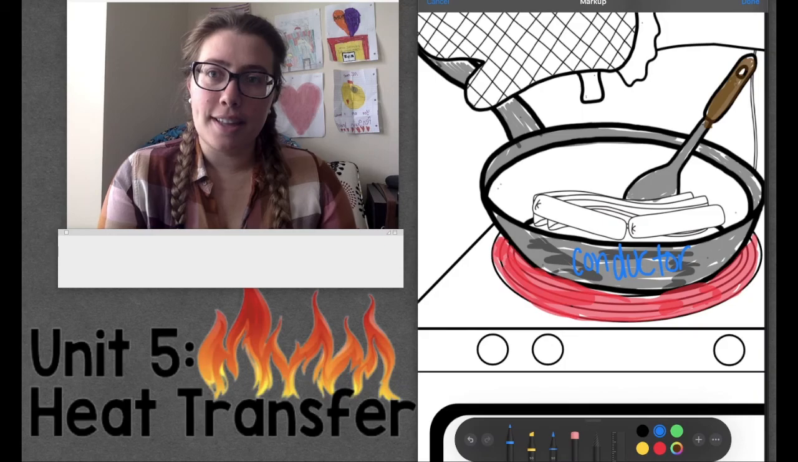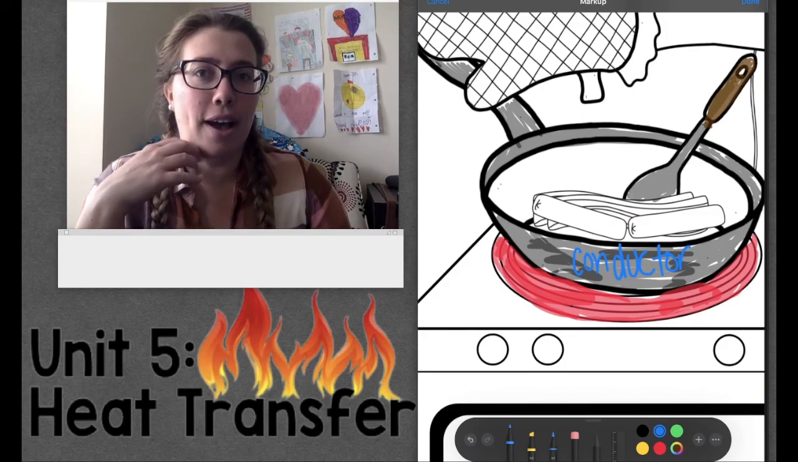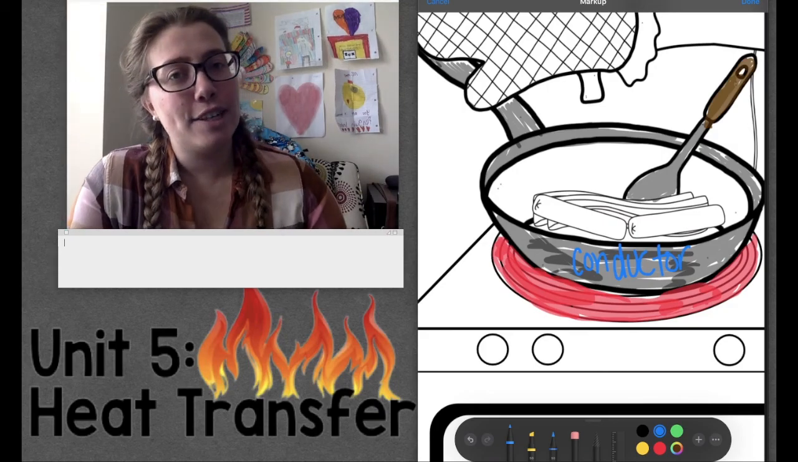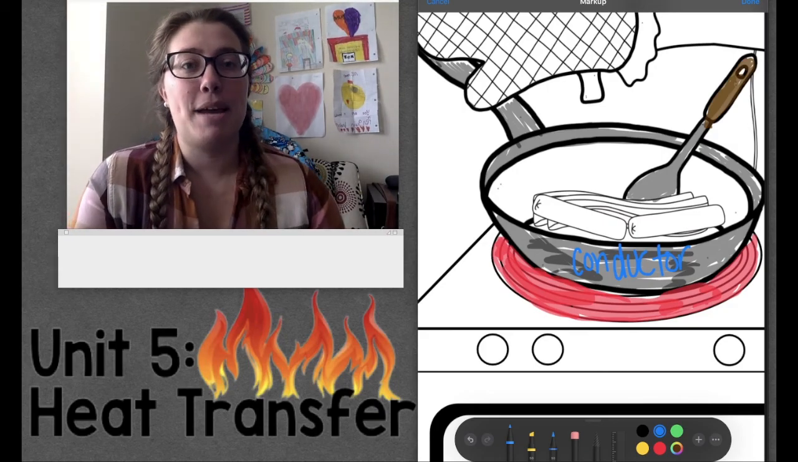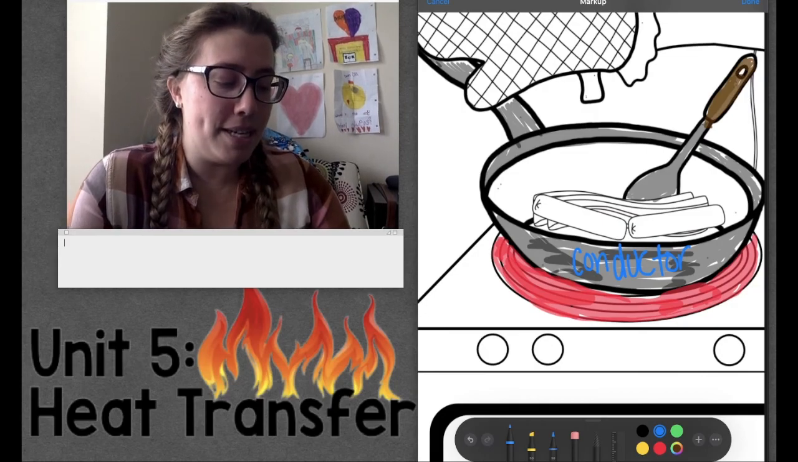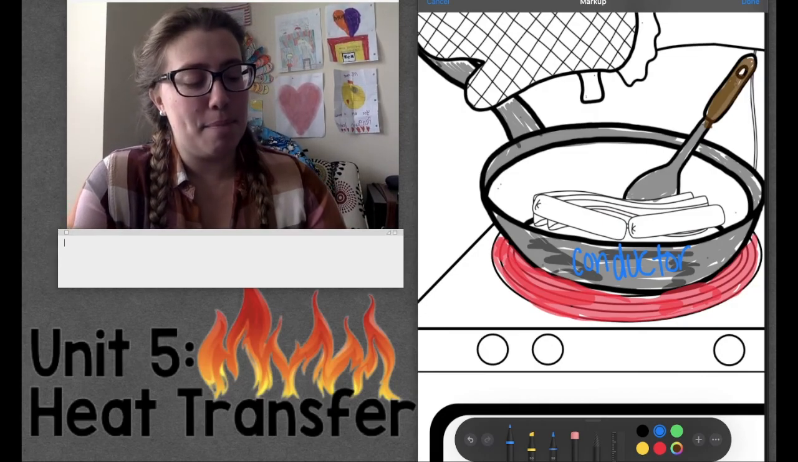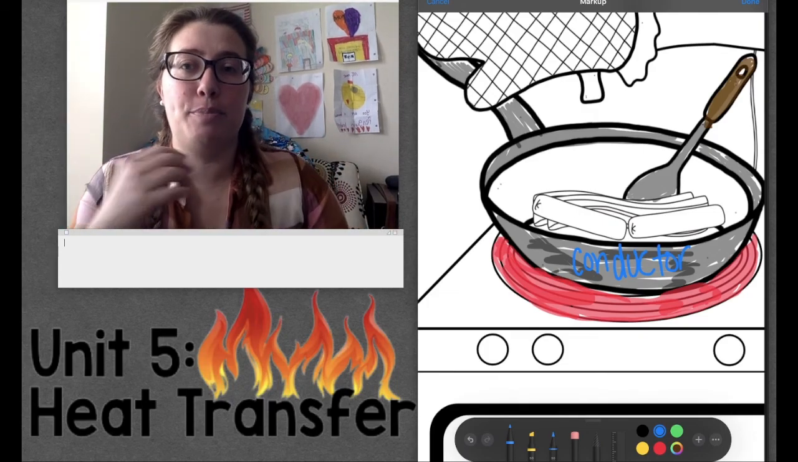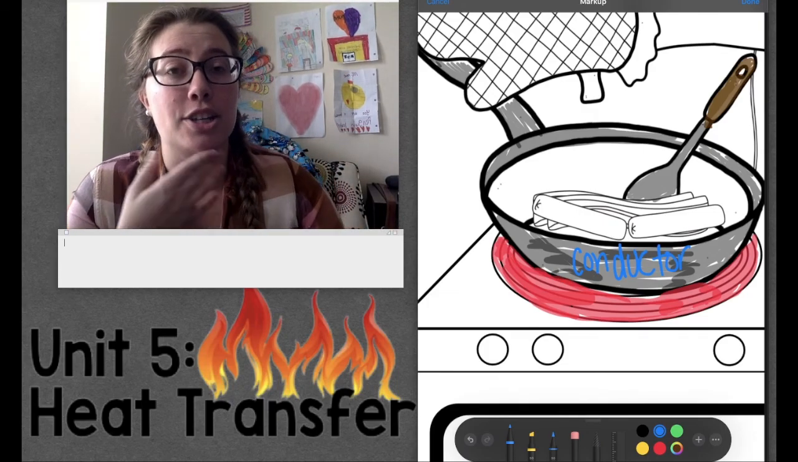And you'll notice that there is another metal item in this picture, and that is the spoon. Now, not every spoon we use to cook is made of metal, but this spoon is made of 2 different materials. The top is wood, and the bottom part is metal. So that bottom part of the metal spoon is actually going to be a really good conductor of heat.